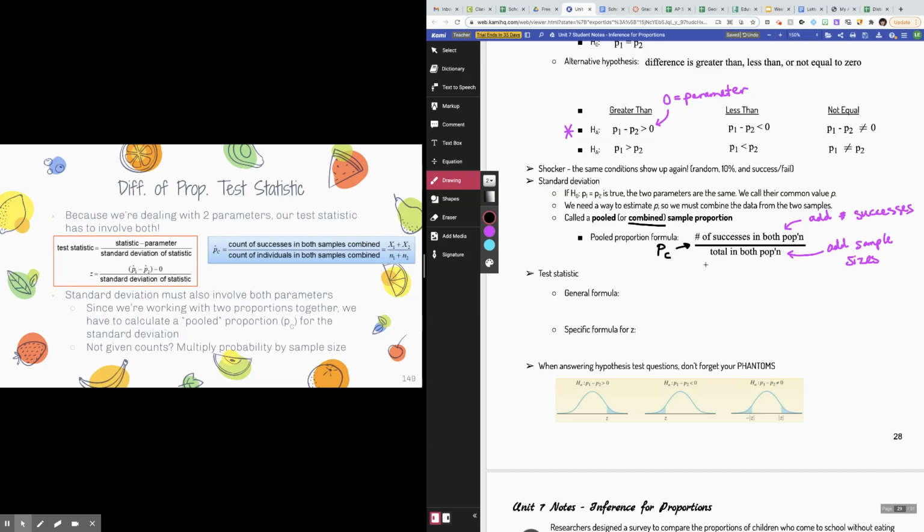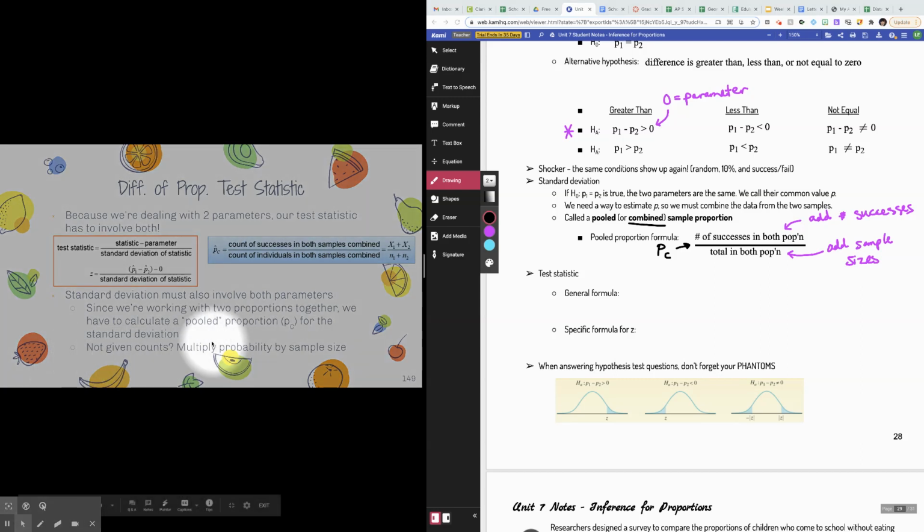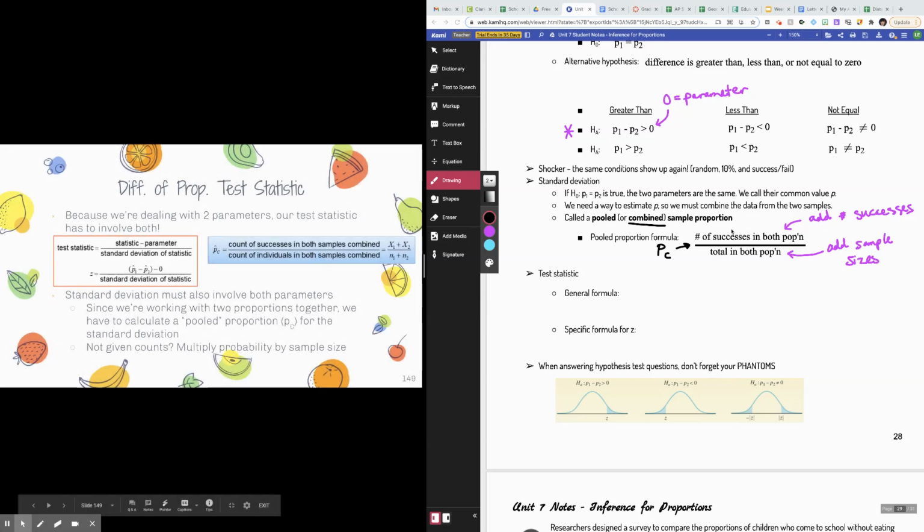So we have to do our best to estimate what it is so that we have something to use in our test statistic. Okay, if you are not given counts, meaning if you're not given the number of successes in the problem, then the best way to find them, which we've done in previous problems, is to multiply the probability by the sample size, right? We're just talking about number of successes, which is one of our conditions that we have to check. So even if they don't give you the number of successes, you can easily calculate it when you do this success-fail condition, okay?